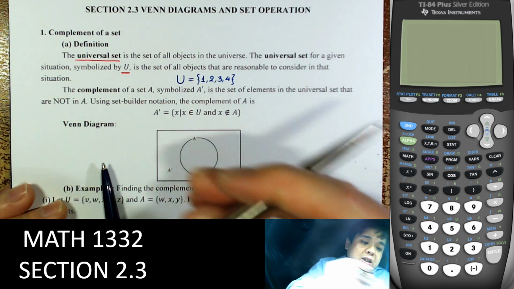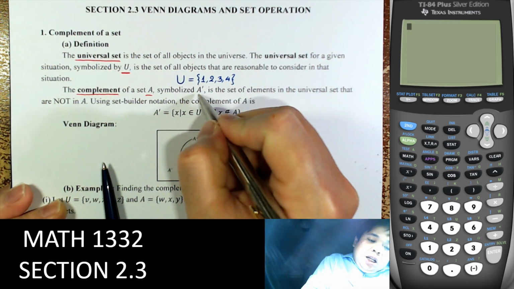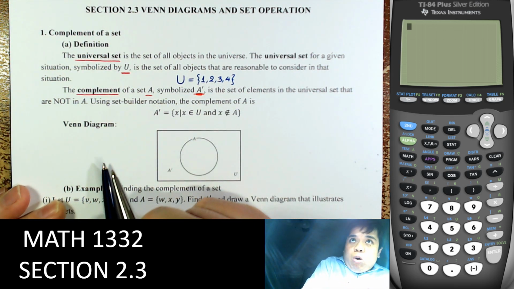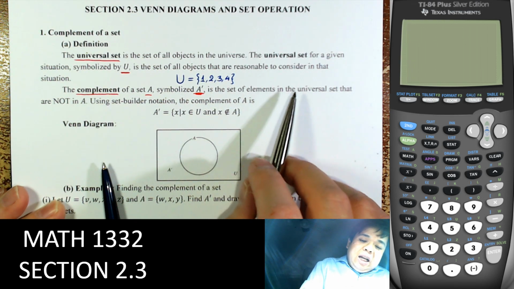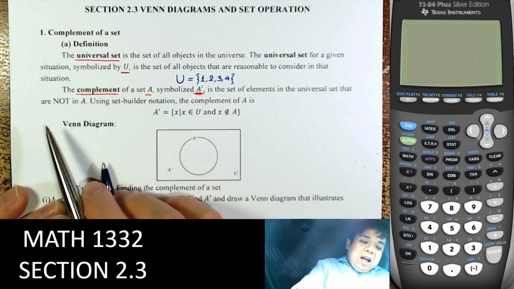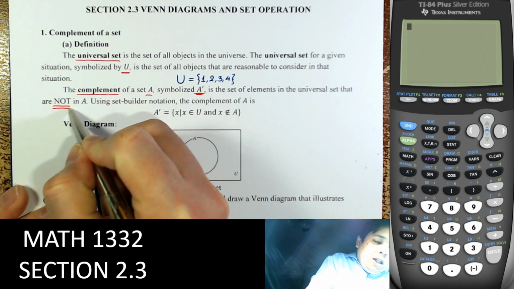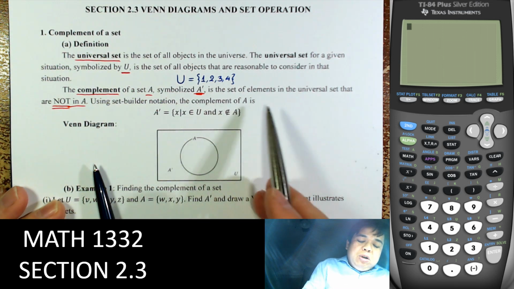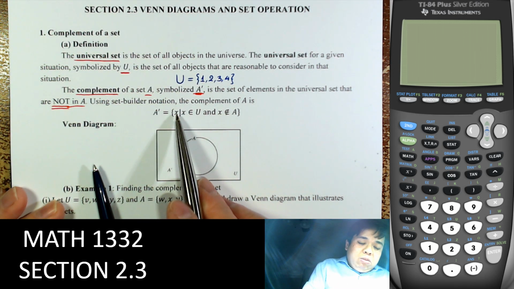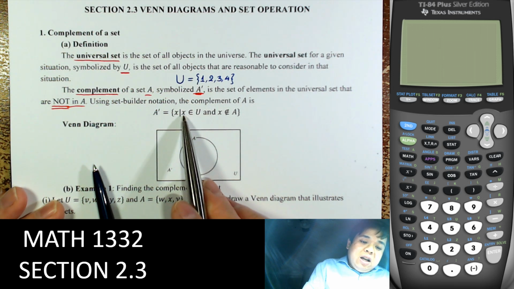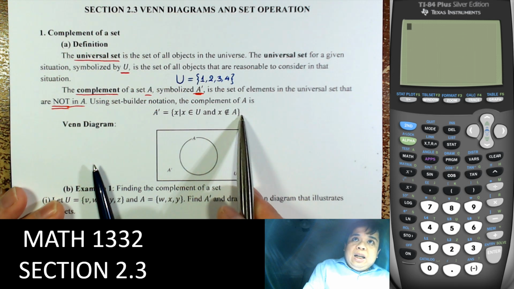The complement of a set A, denoted as A prime with the prime sign, is the set of elements in the universal set that are not in A. So the complement means not in A. Using set builder notation, the complement of A is the set of all x such that x is in the universe but x is not in A.